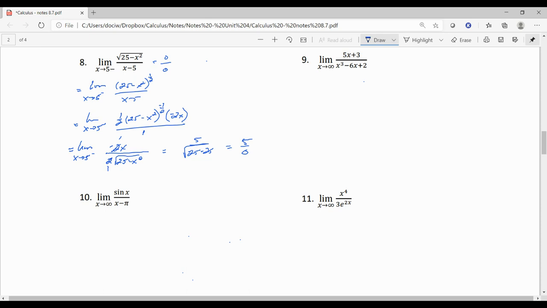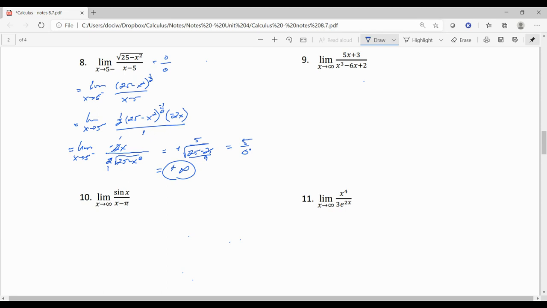So I do need to remember, though, that my denominator is getting closer and closer to 0, but notice it's the positive square root, right? X values are slightly less than 5, so this is slightly less than 25. So my denominator is slightly bigger than 0. It's positive. So this would be approaching 0 from the right. And so our limit is positive infinity. Don't forget your other limit rules.